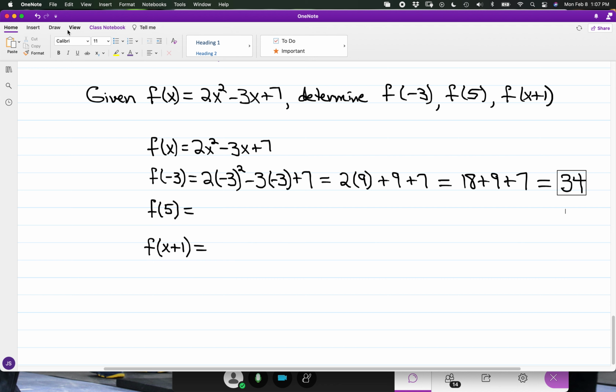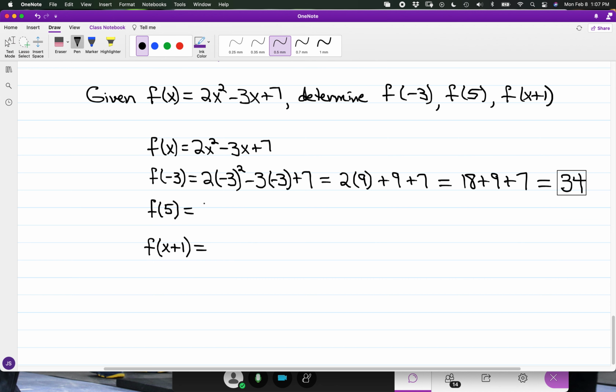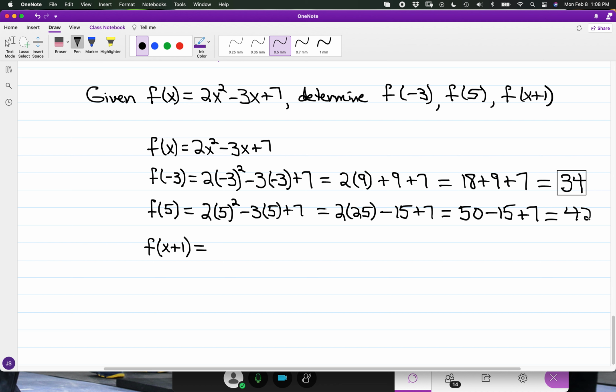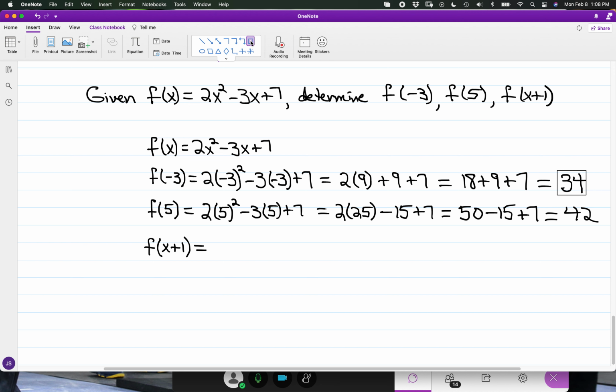Now for f of 5, here we have 2 times the square of 5 minus 3 times 5 followed by the addition of 7. So you have 5 squared is 25. So we're going to have 2 times 25. Negative 3 times 5 becomes negative 15. Again, we have plus 7 to tag along. Now we have 2 times 25 is 50. We have 50 minus 15 is going to be 35. And then we have 35 plus 7 comes out to 42. So 5, 42 would be another point on the graph of the same function.